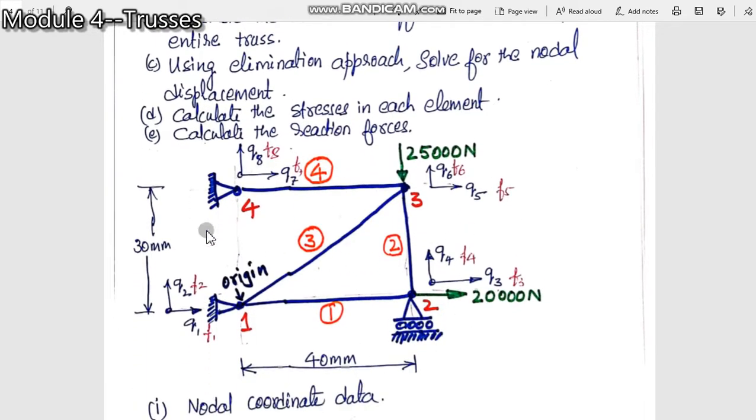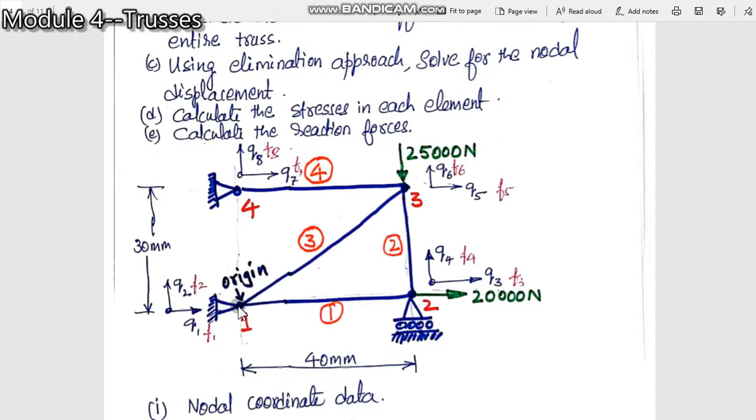Now, this is the problem sketch given. You can see there are 4 nodes and 4 elements, all given in the problem. The origin is also important because this will help you in drawing the element connectivity table. All the details are given.